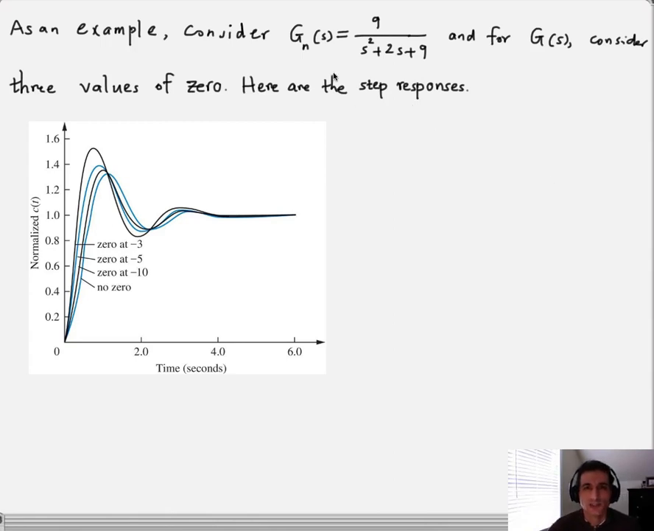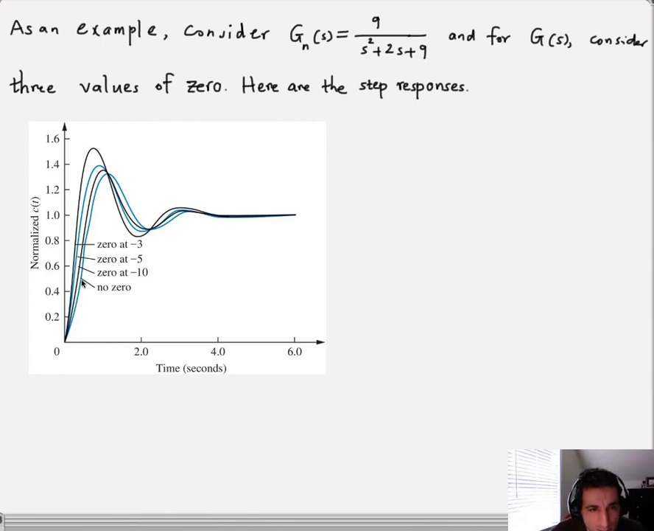Let's just consider this transfer function 9 over s squared plus 2s plus 9. Obviously this is a system with a DC gain of 9 over 9, which is just 1. So you really expect that your step response would eventually reach 1, which is exactly the case here. And it's a second order system with a pair of complex poles. And now for G of s, you assume that you have a 0 added to this Gn. So now we're just going to examine 3 different values for the 0.